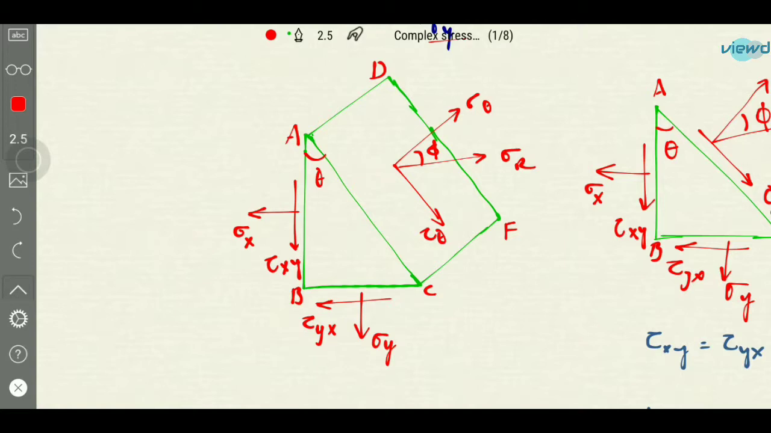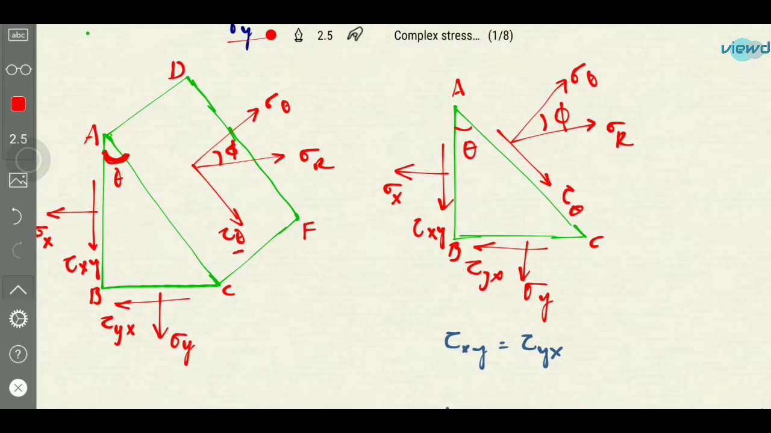The forces on this inclined plane will be, one normal to the plane and one tangential to the plane. The one normal to the plane is called normal stress, and the one tangential to the plane is called shear stress. This inclined plane is called the oblique plane. Sigma theta is the normal stress on the oblique plane, and tau theta is the shear stress on the oblique plane. This theta represents the angle made by the inclined plane with the vertical.